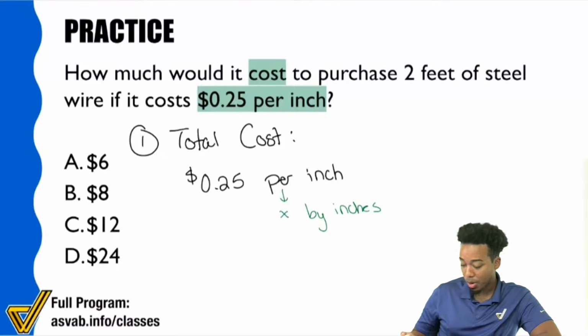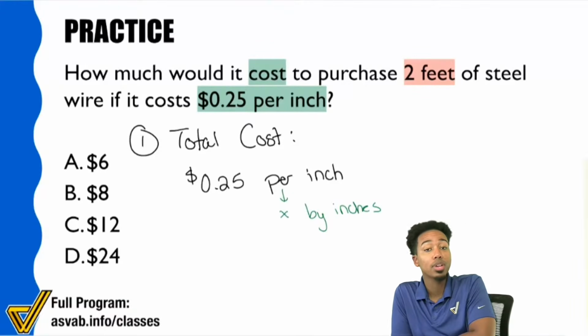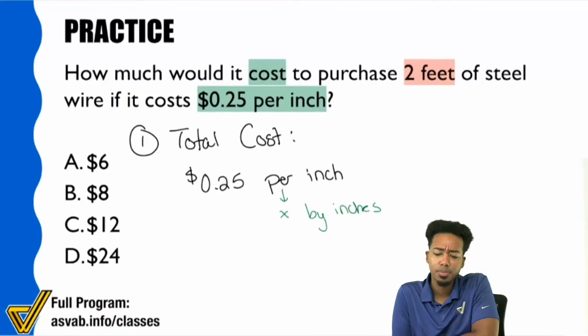But the problem is what, my party people? Do we have the number of inches? No, we do not. We have 2 feet. So can you please tell me, what do we need to do? Right. We just have to convert.